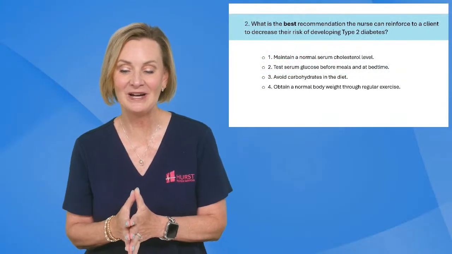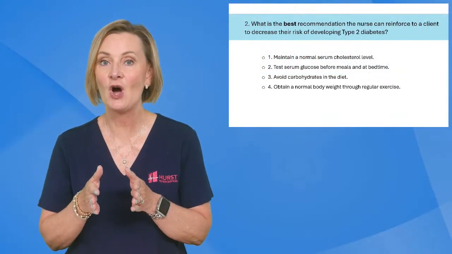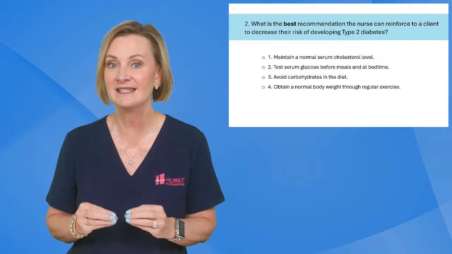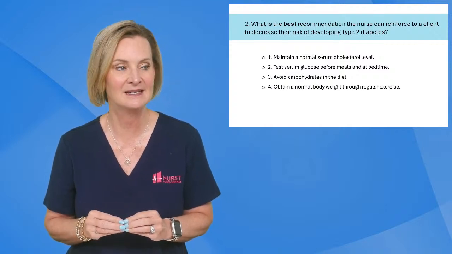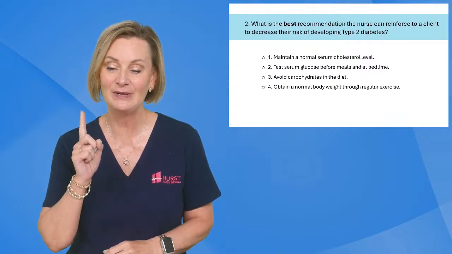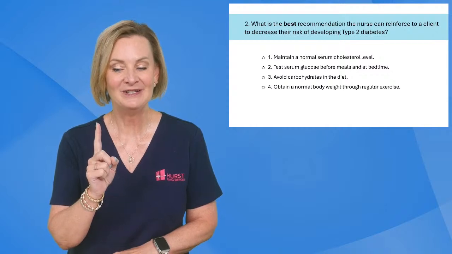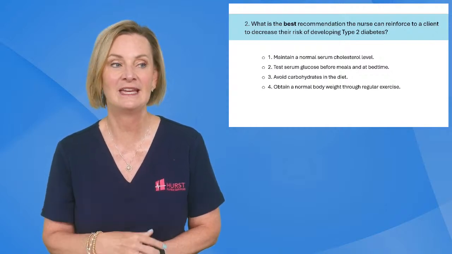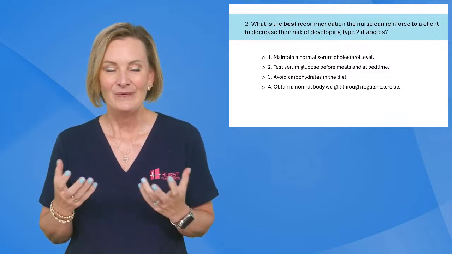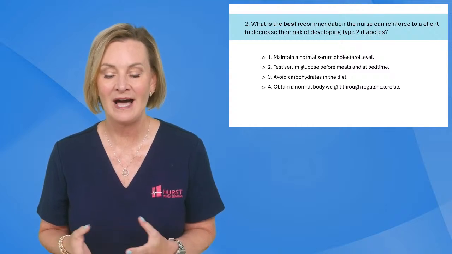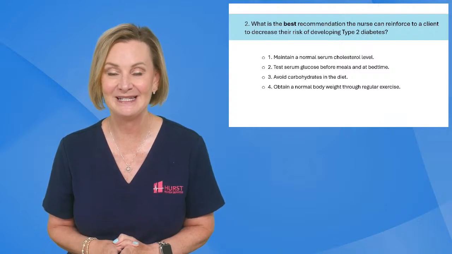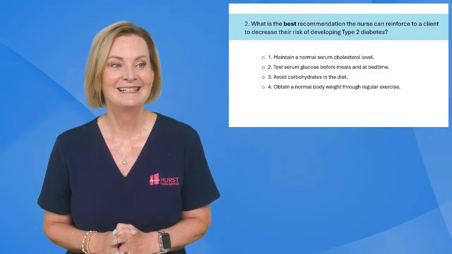Okay guys, in this question, we are trying to prioritize what must be told to this client to decrease their risk of developing type 2 diabetes. Sometimes all of the options might apply and you get to pick just one. So, if you are teaching one thing, what is the most important thing to teach them? Well, number 1 says maintain normal iron levels. What do iron levels have to do with diabetes prevention? Nothing.